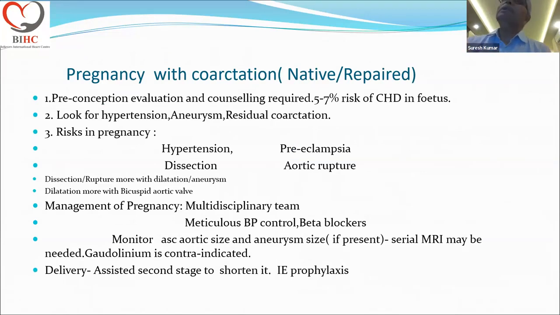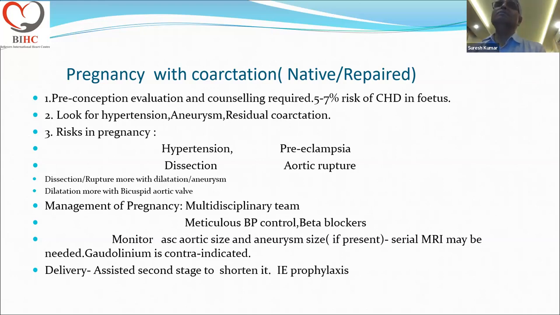And some of them are women, and women may present to you in pregnancy. Remember, they require both a preconception evaluation and counseling. There's a 5 to 7% risk of congenital heart disease in the fetus. And you need to look for hypertension, aneurysm, and residual coarctation. And risks in pregnancy would include hypertension, dissection, preeclampsia, aortic rupture. And pregnancy needs to be managed with a multidisciplinary team with meticulous BP control and beta blockers. You need to monitor ascending aortic size and aneurysm size if present. You may need serial MRI. Remember, contrast is contraindicated. And the delivery is assisted second stage.